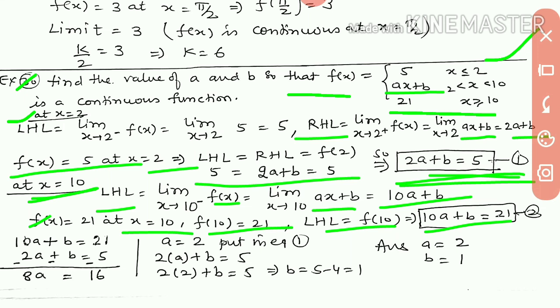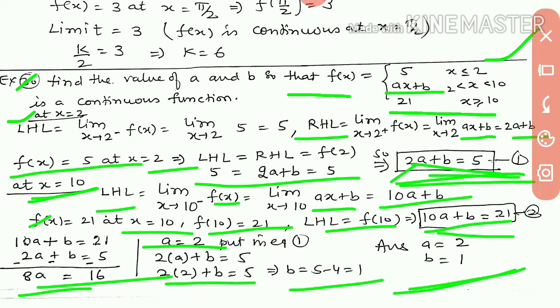So we get two equations, the first and the second. These two equations you have to solve by the elimination method. I write 10a plus b equals 21 and 2a plus b equals 5. Subtracting, we get 8a equals 16, so a equals 2. Now put this into equation 1: 2 into 2 plus b equals 5, so b equals 1. So the answer is a equal to 2 and b equal to 1.